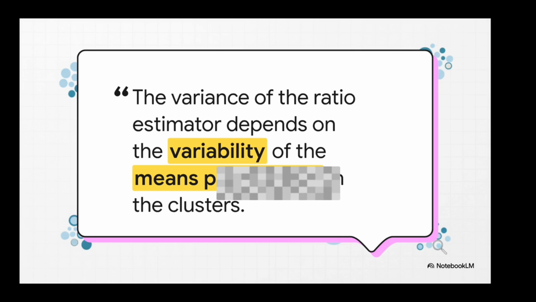Instead, it depends on how consistent the cluster means are. If every single classroom, whether it's big or small, has an average test score that's hovering right around, say, 60, then our variance is going to be tiny and our estimate will be super precise.